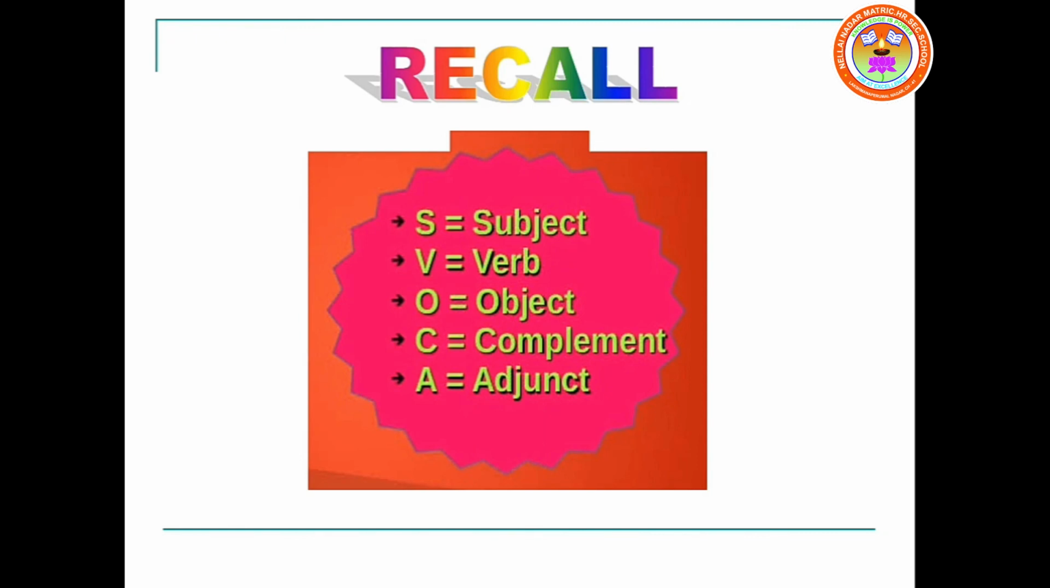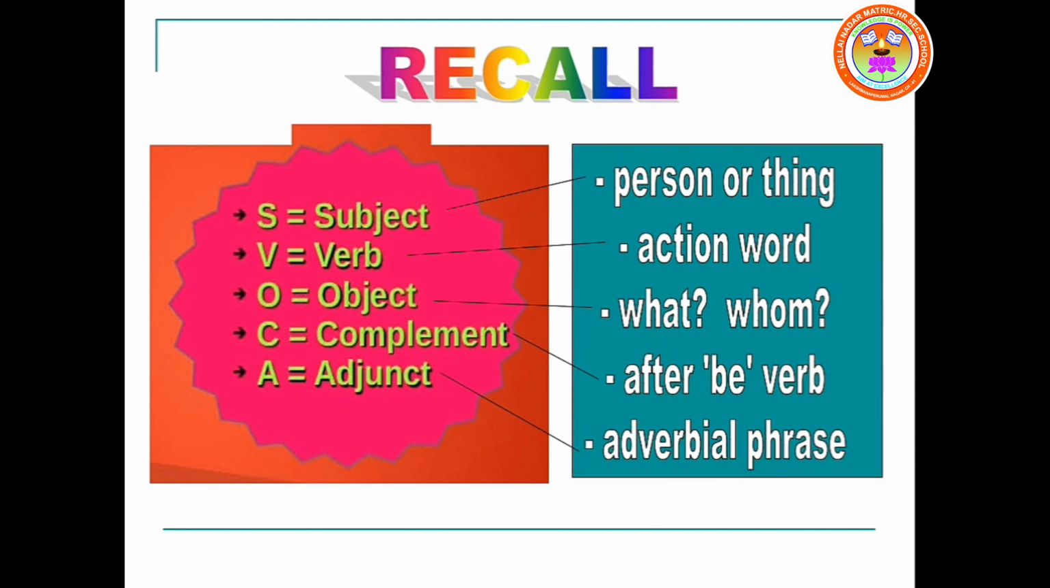Let us recall some important points. Sentence pattern is an arrangement of words in a sentence. We have to remember 5 words for that. Subject, verb, object, complement, adjunct. Subject is the person or thing. Verb is the action word. Object is the answer for what or whom. The answer for what is the direct object. The answer for whom is the indirect object.